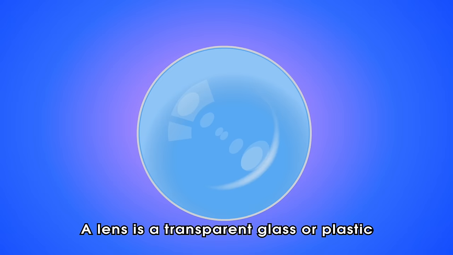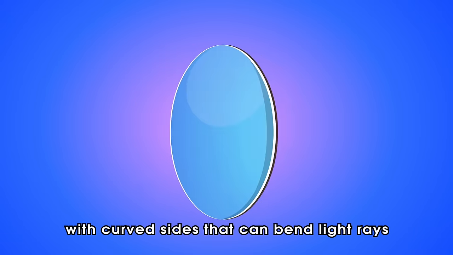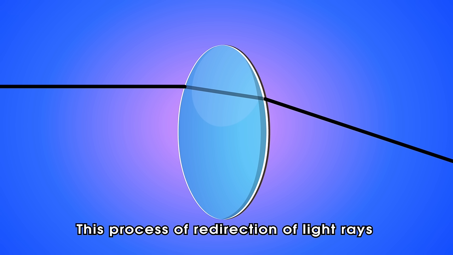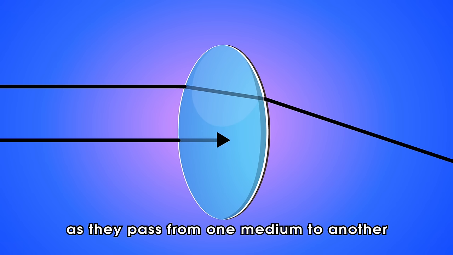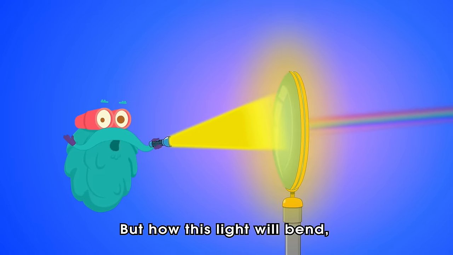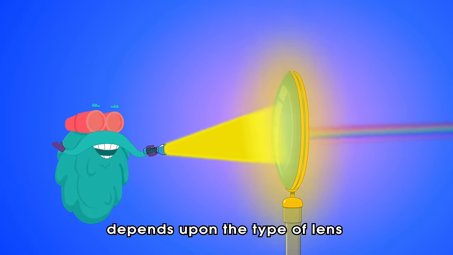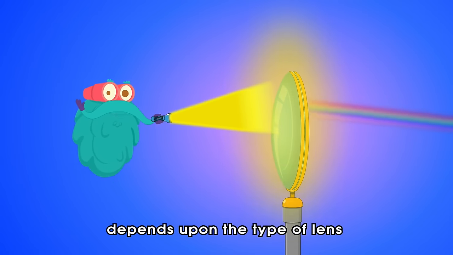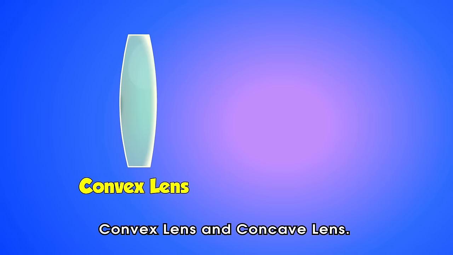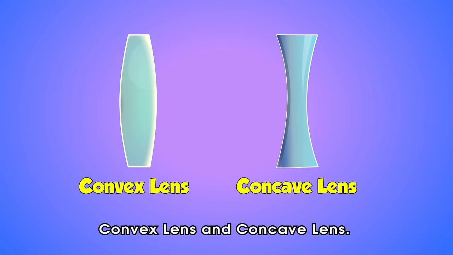A lens is a transparent glass or plastic with curved sides that can bend light rays as they pass through it and change direction. This process of redirection of light rays as they pass from one medium to another is called refraction. But how this light will bend depends upon the type of lens that comes in two main forms, convex lens and concave lens.